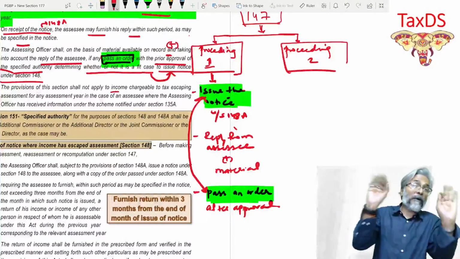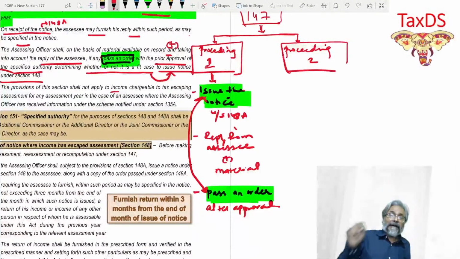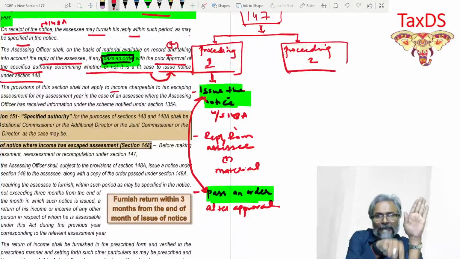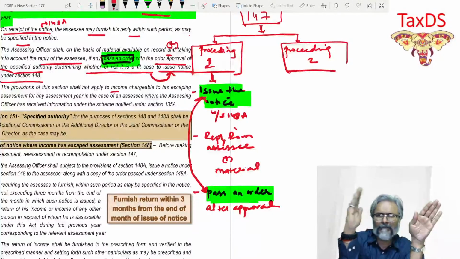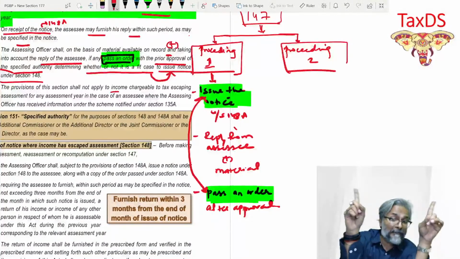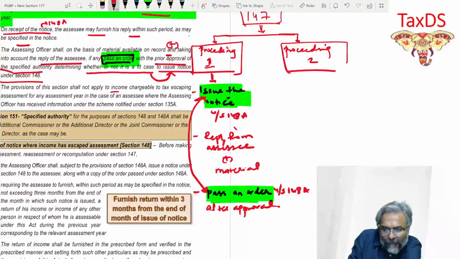Always bear this point in mind, students, that if there is a notice that has been given and after some time, finally an order is passed, then it means that this is a proceeding by itself. So pass an order, students, under which section? Under section 148A. So the order was also passed under 148A. So this is one full-fledged proceeding that has happened.